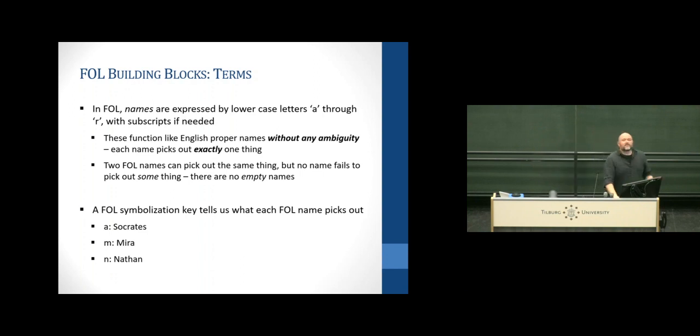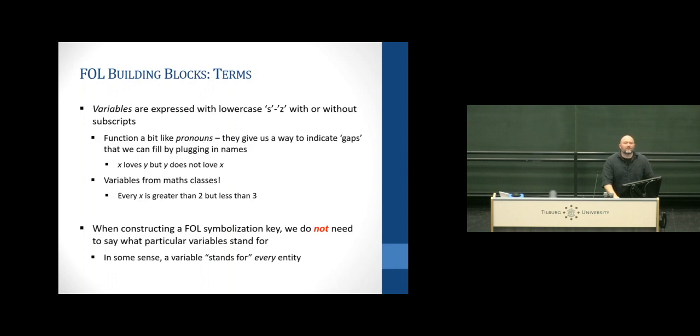The second kind of element to our language, to pick up exactly where we were just talking about, is going to be our other type of term. So we have names. Names are A through R. Variables are going to be S through Z, or Z if you're an American like me. They can be with or without subscripts, whatever you like.